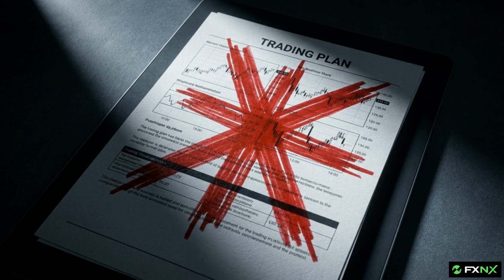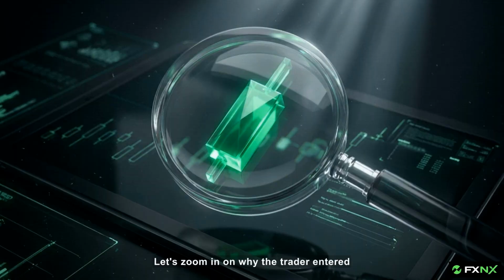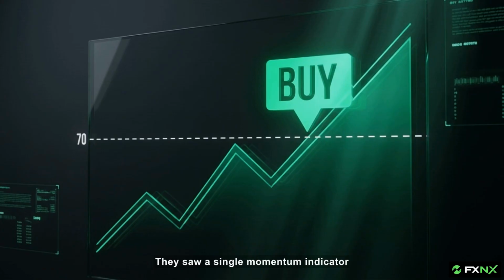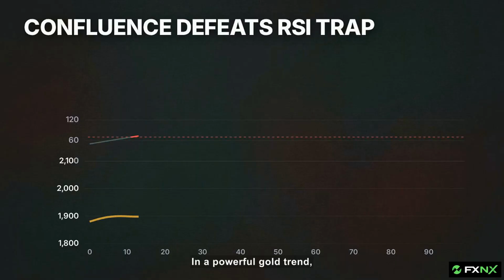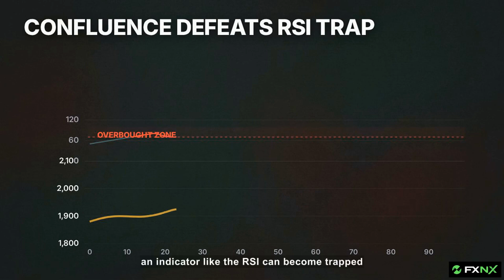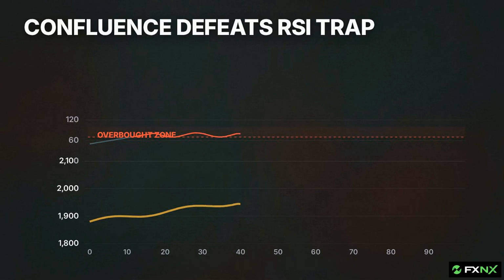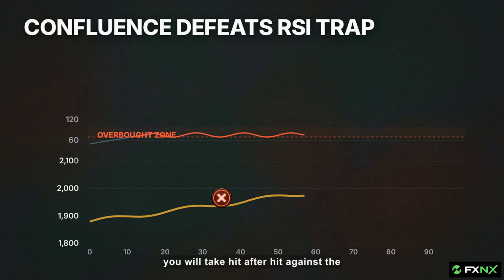Let's zoom in on why the trader entered the market in the first place. They saw a single momentum indicator, like the relative strength index, cross above a line, and they bought. This line chart demonstrates the fatal flaw of that approach. In a powerful gold trend, an indicator like the RSI can become trapped in the overbought zone for weeks. If you sell just because a single line crossed 70, you will take hit after hit against the dominant trend.